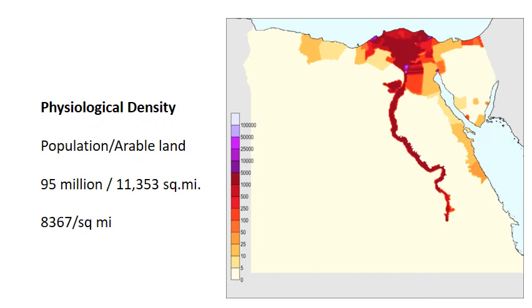The physiological density of Egypt presents a much different picture. We take the same 95 million people, but we divide it by the much smaller amount of arable land. This gives us a population density of over 8,000 people per square mile, much more densely packed than the arithmetic density displayed. In this population density map, you can see where the people of Egypt actually live, as they live in the areas that can be farmed, which is based on the Nile River and the Nile Delta.